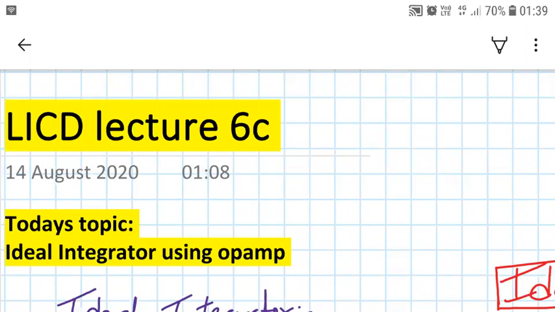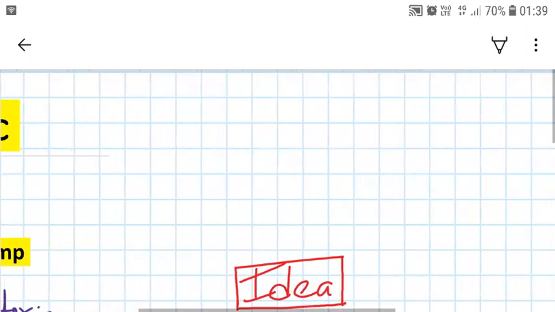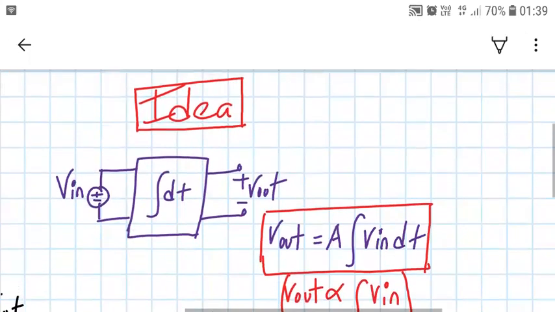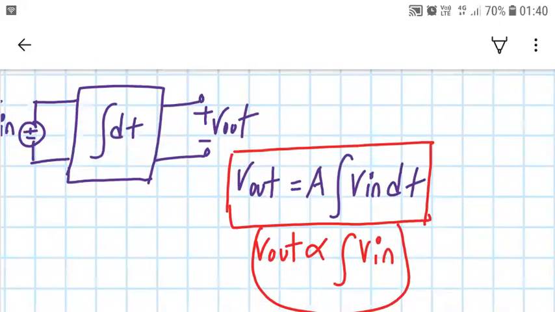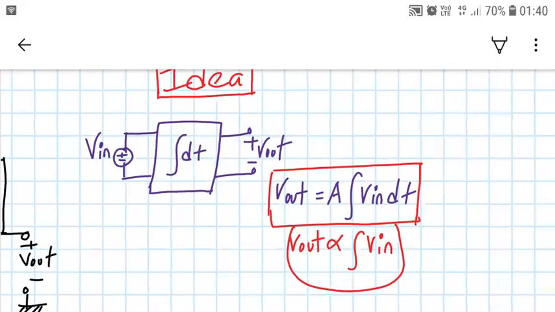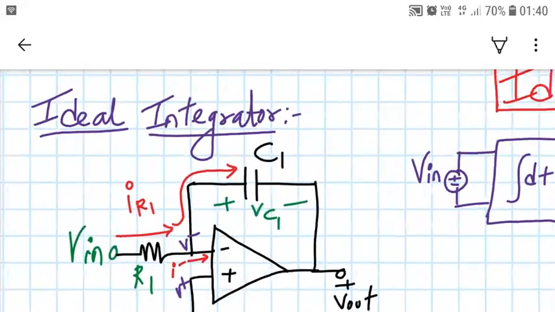Today's topic is the ideal integrator circuit using op-amp. So let us check the idea of the ideal integrator. An ideal integrator circuit will integrate the input, right? So V out should be equal to A times the integral of input V in dt. A is basically the gain of the circuit, and we can remove that gain constant and get V out proportional to the integral of the input. So that is what we want. So let us start with this ideal integrator circuit.